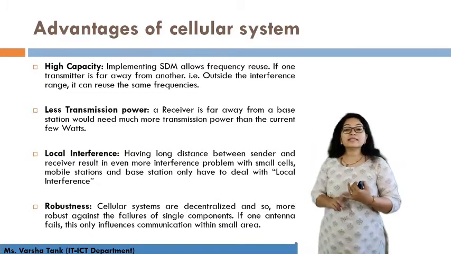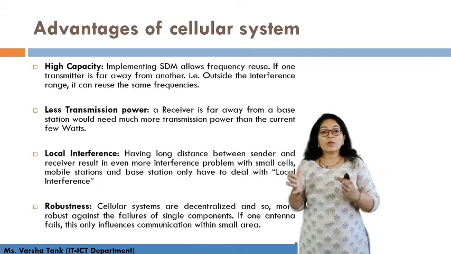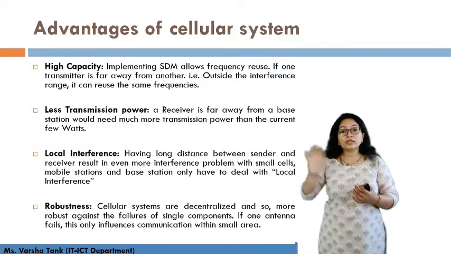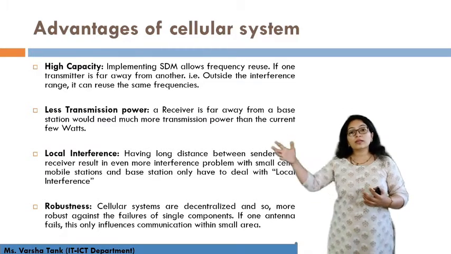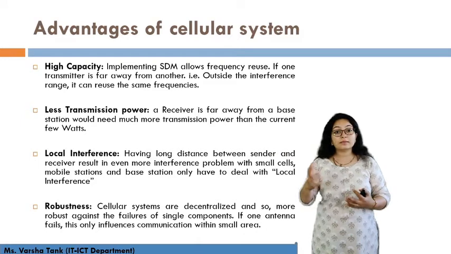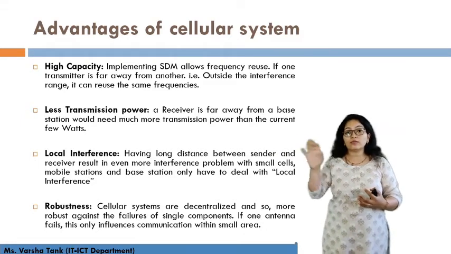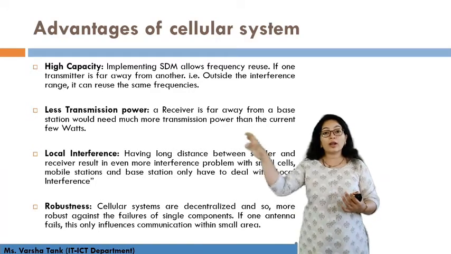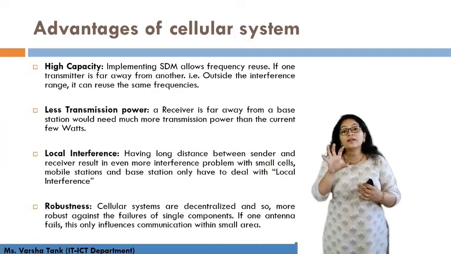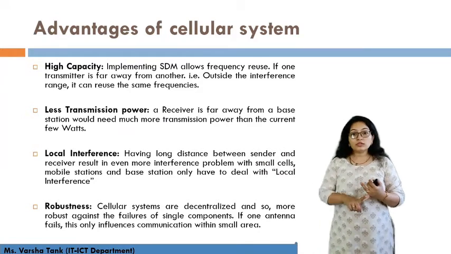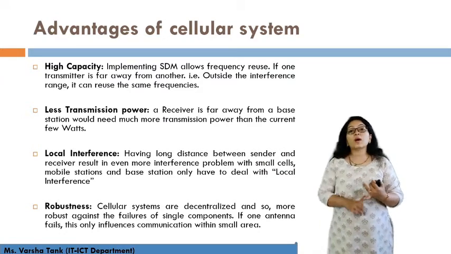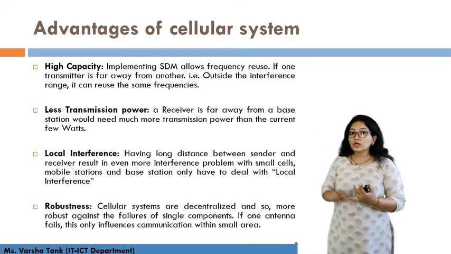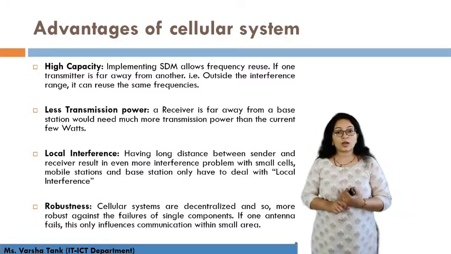Then next is less transmission power. We require less transmission power because, as I have given the example of throwing the ball, suppose you want to throw the ball at the 500-meter distance, it is not possible. But if you want to throw the ball at the 50-meter distance, then it is possible. To throw the ball at the 500-meter distance requires high power, but to throw the ball at the 50-meter distance will require less power. The same concept is followed in the cellular network. So less transmission power is required.